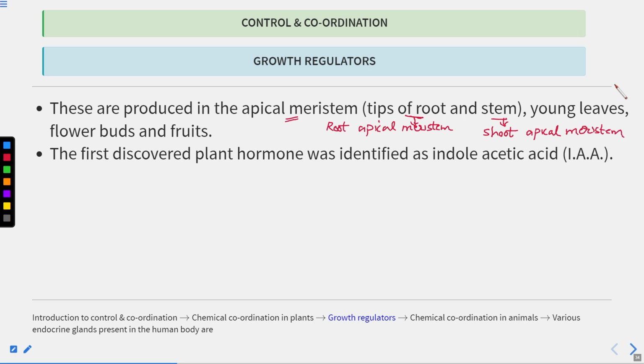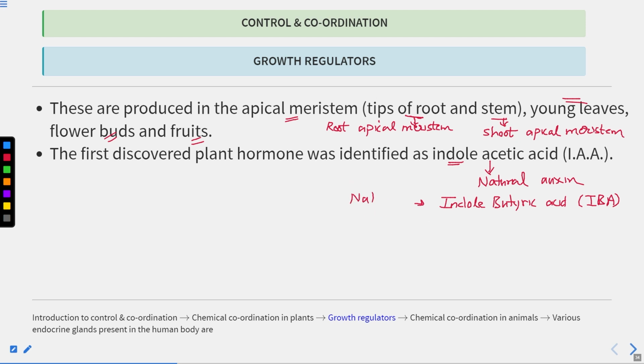Apart from this, auxins are also produced in young leaves, flower buds, as well as fruits. The first discovered plant hormone was identified as indole acetic acid. It is an auxin, and it is a natural auxin. Auxins can be natural as well as synthetic. Indole acetic acid is an example of natural auxin. There is one more auxin known as indole butyric acid, IBA. This is also a natural auxin.